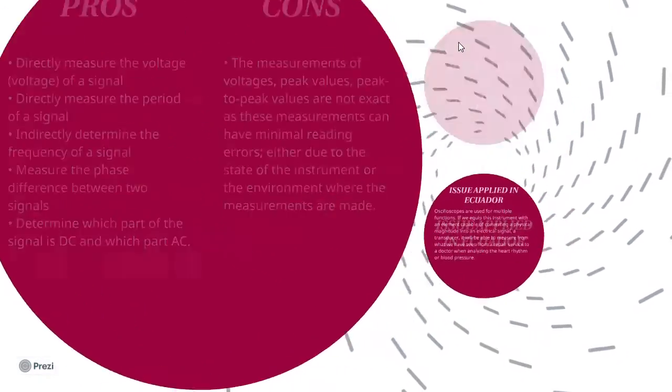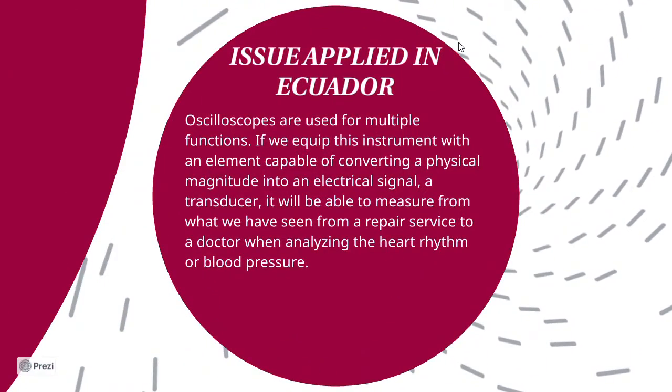Use applied in medicine. Oscilloscopes are used for multiple functions. If we equip this instrument with an element capable of converting a physical magnitude into an electrical signal, a transducer, it will be able to measure anything from a revised device to what a doctor uses when analyzing the heart rate or blood pressure.